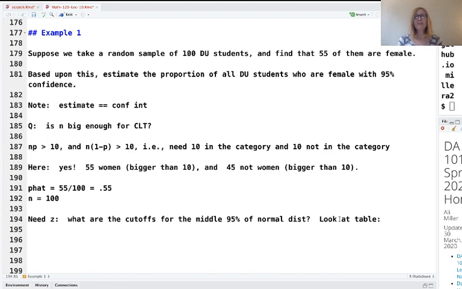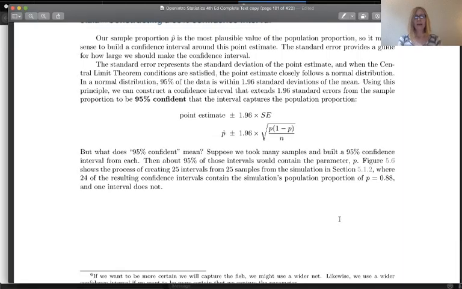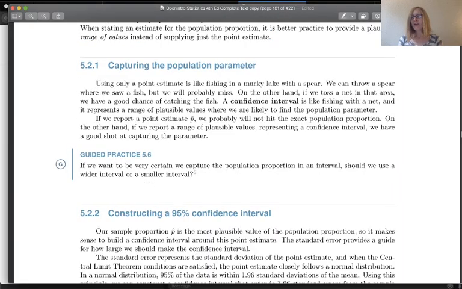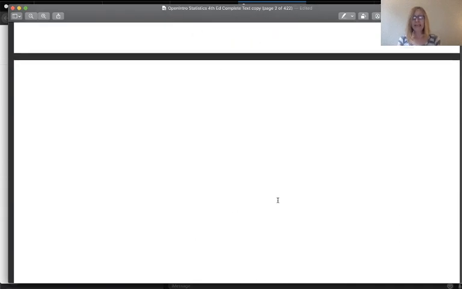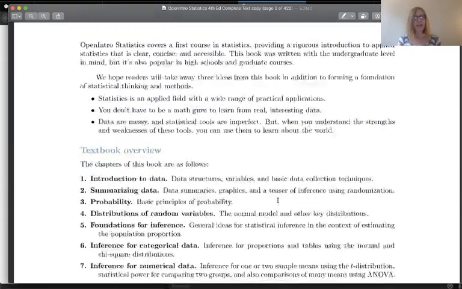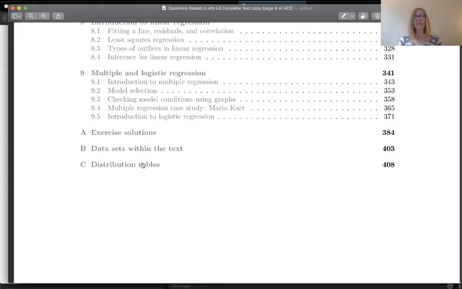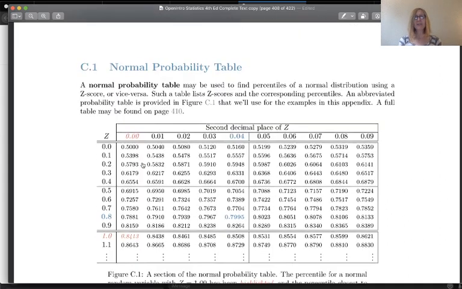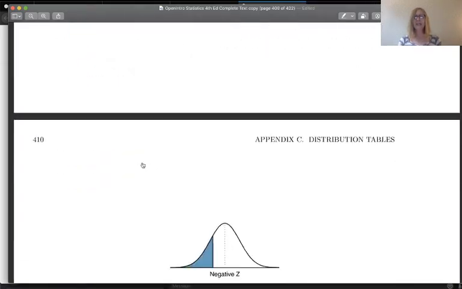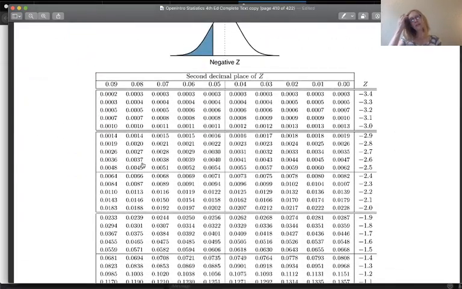95% is one we've done a bunch of times in this class because it's really common, but I want to show you in the textbook again, just in case it's been a while and you feel a little rusty. Here's what we're going to do. I just opened up the textbook. You guys can do the same thing. In the table of contents, at the end, we've got the distribution tables. Click on that. Here is the z table. This is the one that we need.